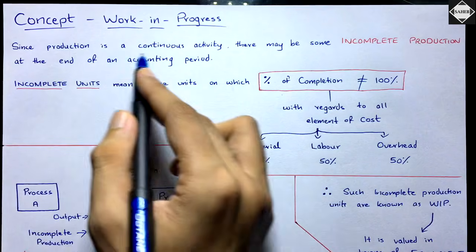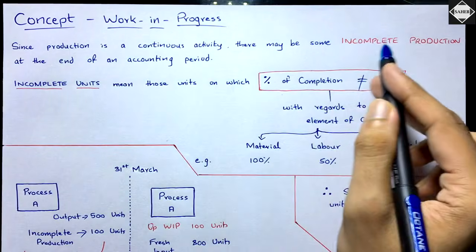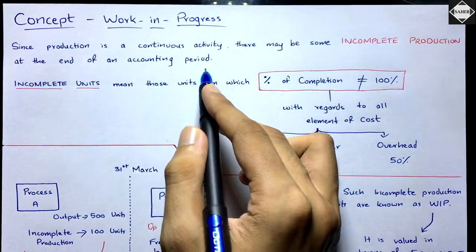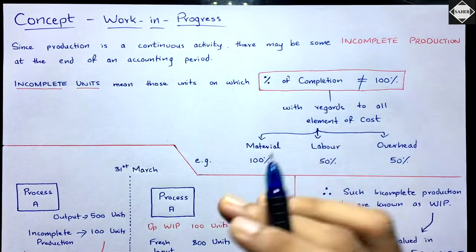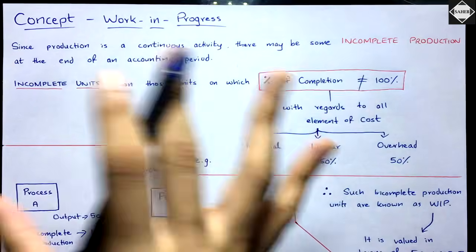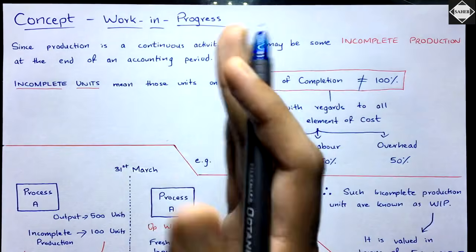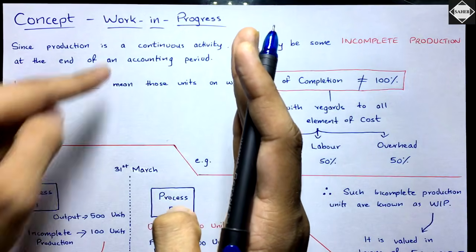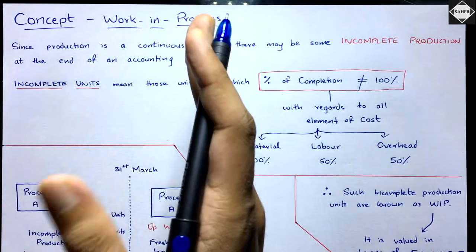So since production is a continuous activity, there may be some incomplete production at the end of an accounting period. For example, let's say we are talking about a factory. Now in a factory, the work, the production, will be a continuous activity. Even if the accounting period is ending, does the work end? Of course not. The work will be continuously going on.